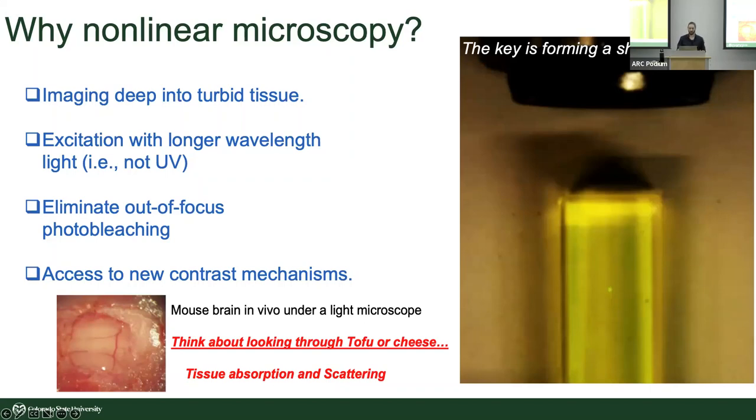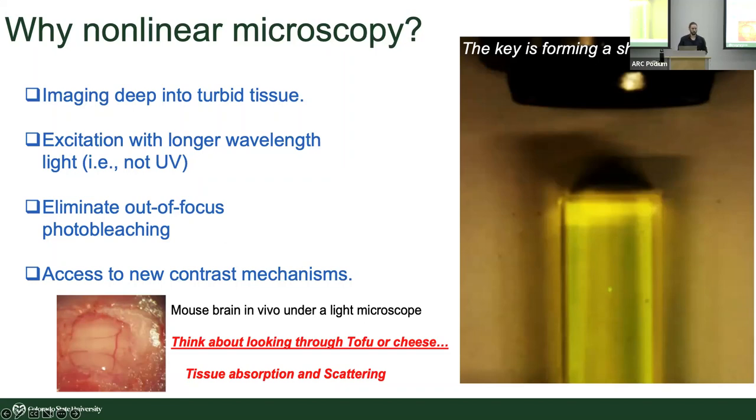It's not a good instrument to just kind of try things out and see what happens. So I want to give you just a few examples of why it's commonly used. And probably the main one is imaging deep into turbid media. This is often biological tissues.